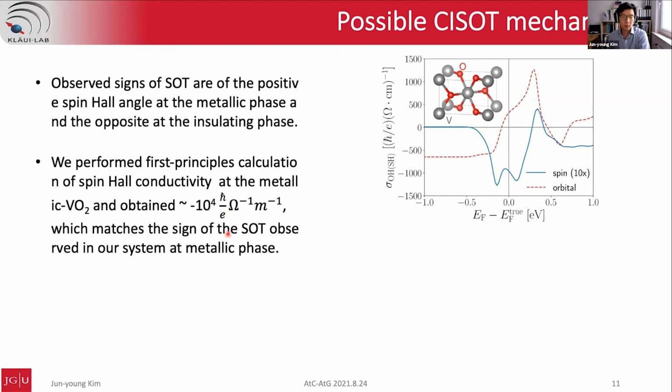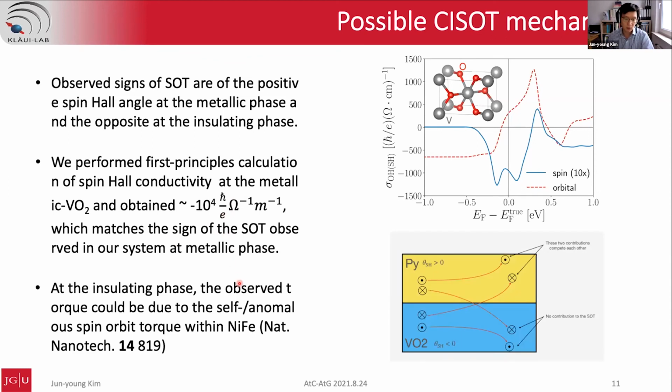As the competing mechanism, we suggest that it could be the self-induced torque, or this anomalous spin-orbit torque, in the 3D ferromagnet that usually has a positive spin Hall conductivity. Hence, it competes with the bulk spin Hall effect of VO2. So we suggest that the competing effects of these two spin torque generation mechanisms could be the reason for this reversal and the modulation of spin-orbit torque across the insulator-metal transition.